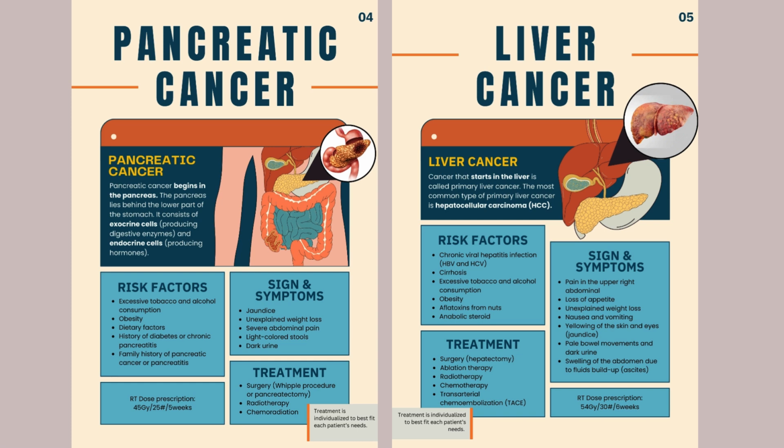The signs and symptoms of liver cancer are pain in the upper right abdomen, loss of appetite, unexplained weight loss, nausea and vomiting, yellowing of the skin and eyes caused by jaundice, pale bowel movements and dark urine, and swelling of the abdomen due to fluid buildup, known as ascites. The treatment options for liver cancer are surgery, such as hepatectomy, ablation therapy, radiotherapy, chemotherapy, and transarterial chemoembolization, TACE. The radiotherapy dose prescription for liver cancer is 54 gray in 30 fractions over 6 weeks. The treatment is individualized to best fit each patient's needs.